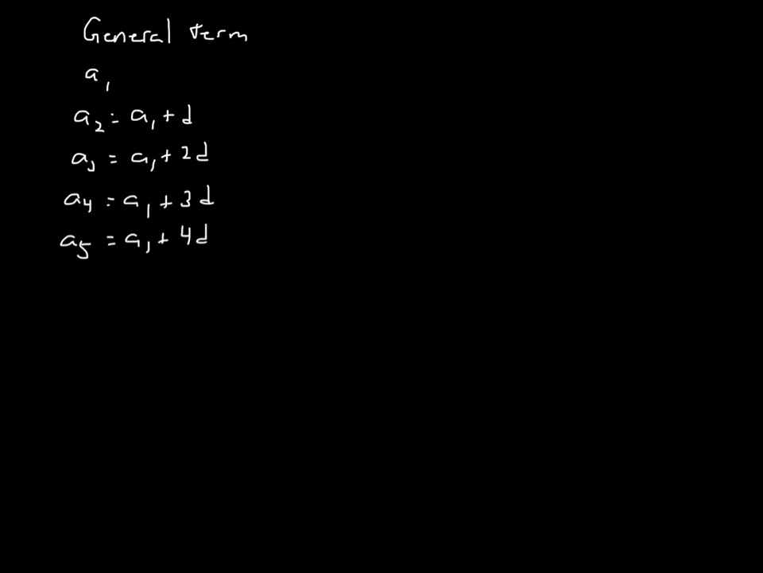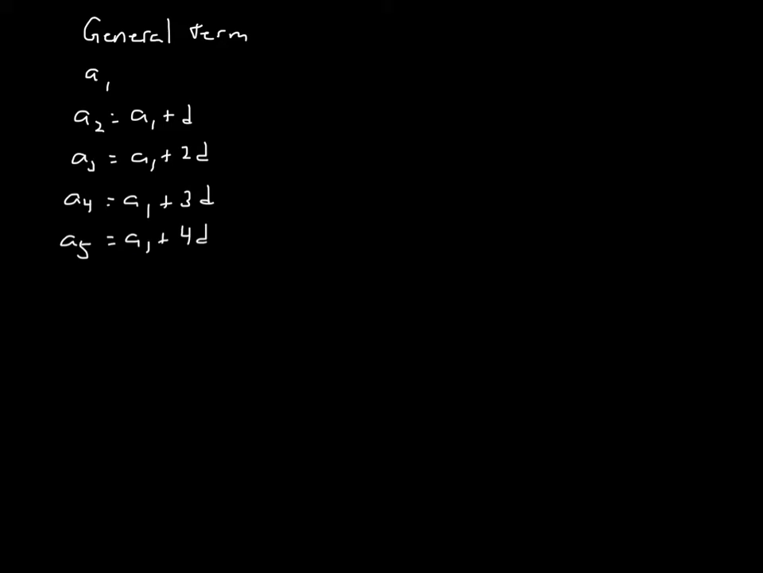So in the first case here, I know my first term is a sub 1. So my second term is going to be the first term plus d. Now to get to the next term after that, I'm going to add another d to that. So that's going to be a sub 1 plus 2d. And if I add another d to that, I get a sub 1 plus 3d, which would be a sub 4. And if I add another d, I'll get a sub 5, which would be a sub 1 plus 4d.